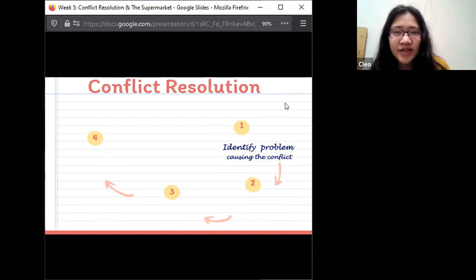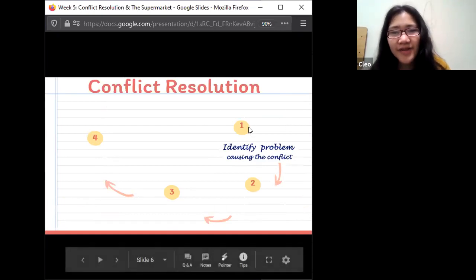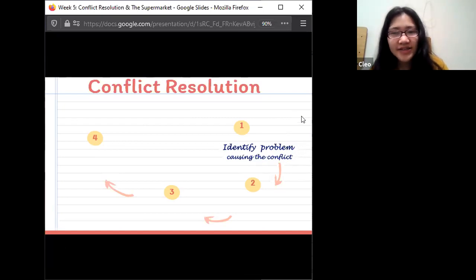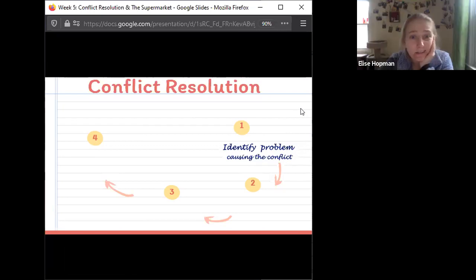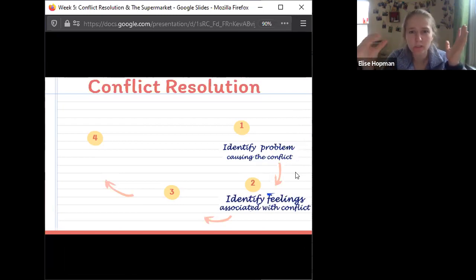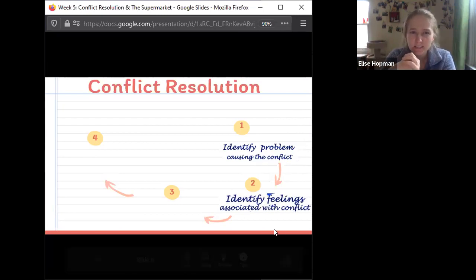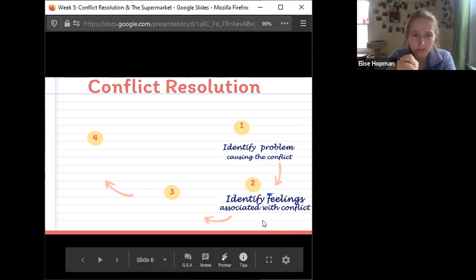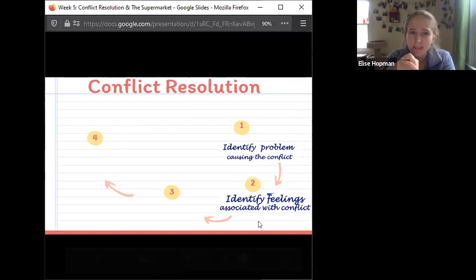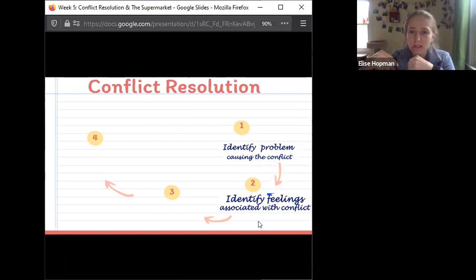The first step to successful conflict resolution is identifying the problem causing the conflict. This is important so that everyone has an understanding of what is causing the conflict. And then the second step to successful conflict resolution is hearing each person's feelings or thoughts about what is causing the conflict. This is important to avoid miscommunications with everyone who's involved. It's also good to know to avoid future repetitions of the same disagreement.